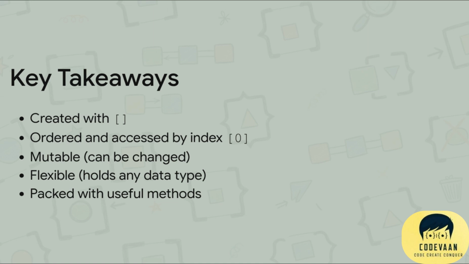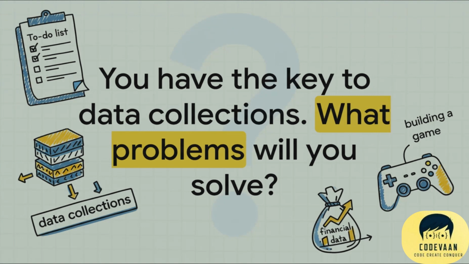4. They are incredibly flexible. They'll hold any data type you throw at them. And finally, 5. They come loaded with awesome built-in methods like .sort and .append that do all the heavy lifting for you. Look, the Python list is so much more than just another feature. It's a truly fundamental building block for solving actual real-world problems. I mean, whether you're managing a simple to-do list, analyzing complex financial data, or building the next great video game, I guarantee you, lists are going to be right there at the heart of it. So really, the only question left is, what problems are you going to solve first?